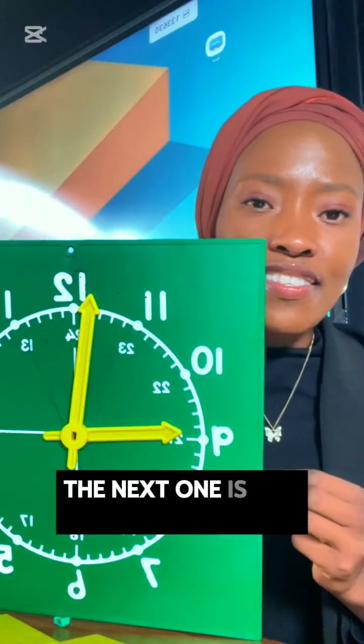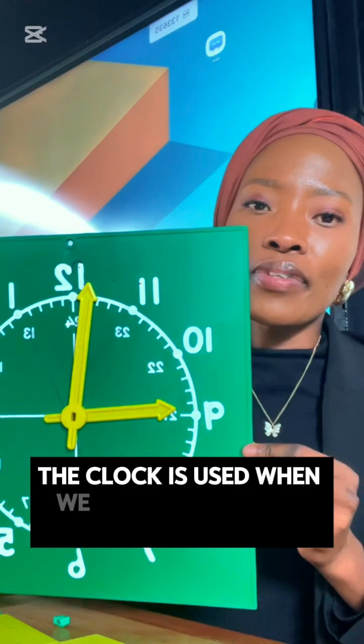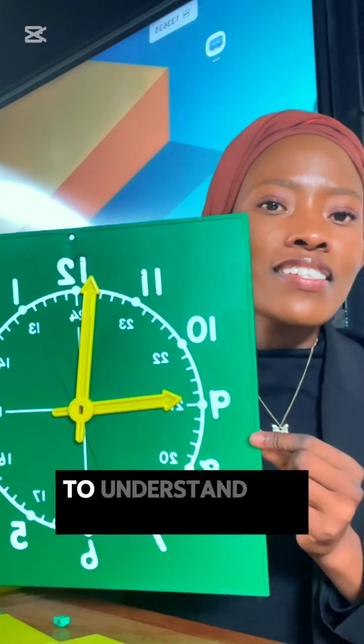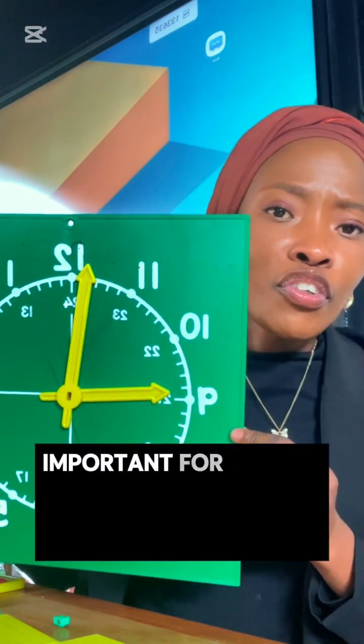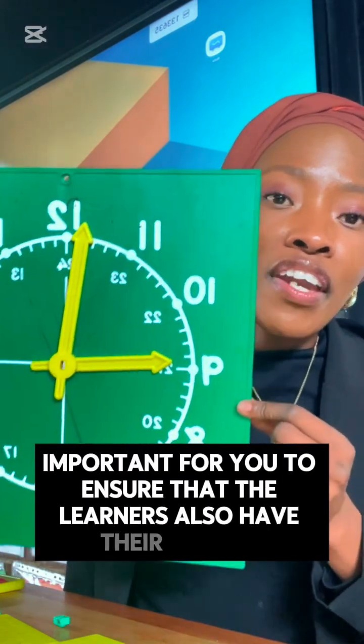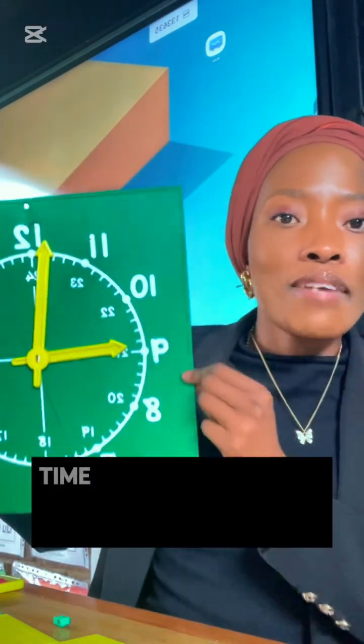The next one is the clock. The clock is used when we are dealing with time. They understand the passing of time, and it's very important for you to ensure that the learners also have their own clock inside their books.